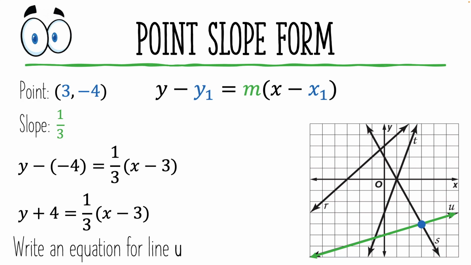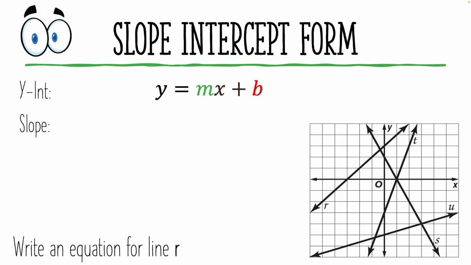That's point slope form. Now we're going to transition into slope-intercept form. We're going to find the equations of all the same lines again, but in a different form. Slope-intercept form is y equals mx plus b, and the reason it's called that is because you can see the y-intercept and you can see the slope. The y-intercept for line R, which is where we're going to start, is (0, 3). That's where the line crosses the y-axis. And the slope, as it was before, is 1.